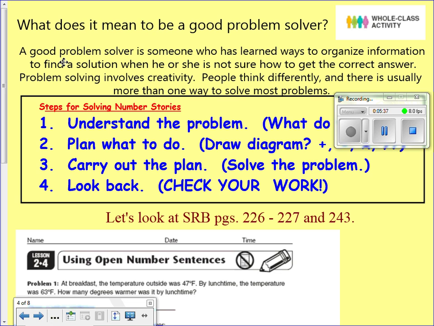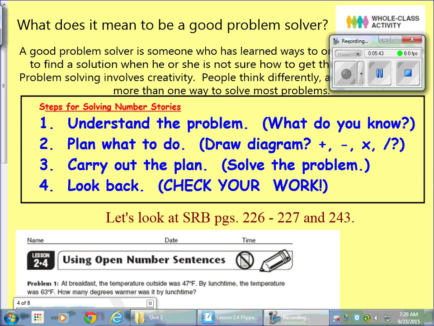All right, so these are the steps to finding number stories, okay? First of all, we have to understand the problem. And that means, what do you know? After you read it, what are you trying to find out? It's kind of like science a little bit, right? What's the purpose of your science fair project? That's kind of the same topic.